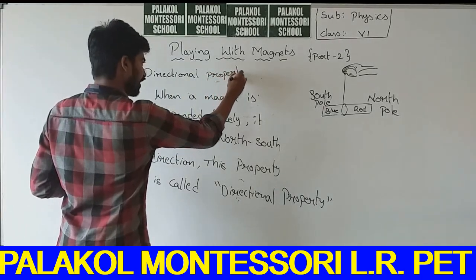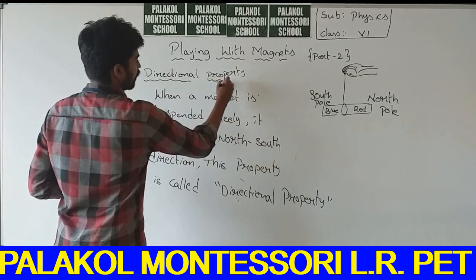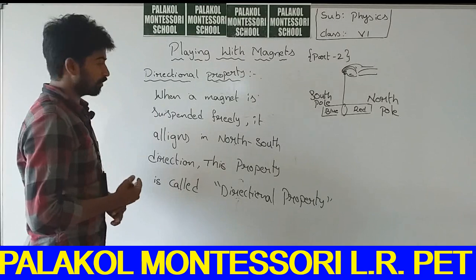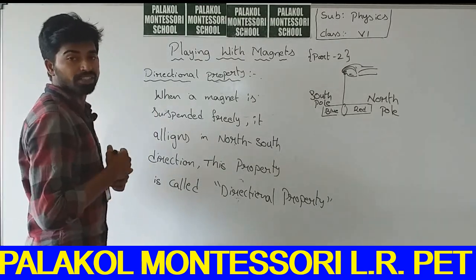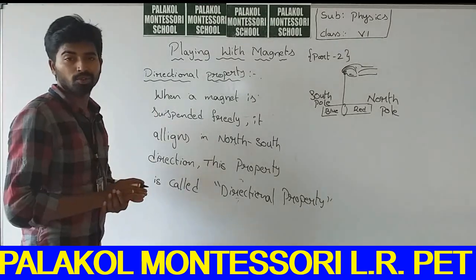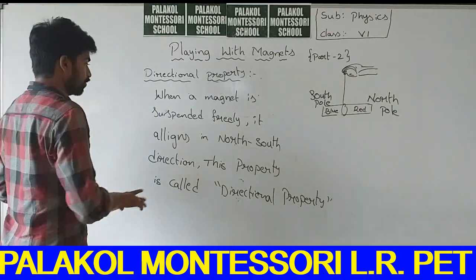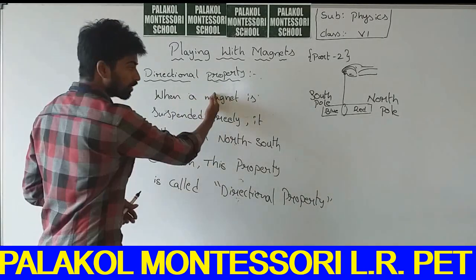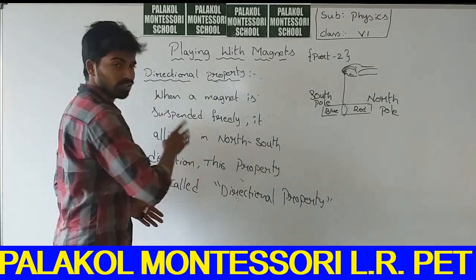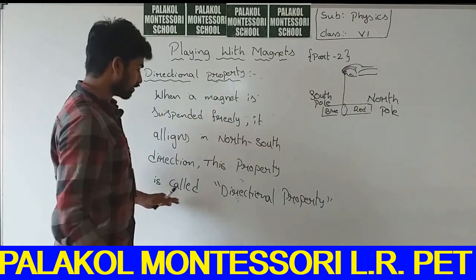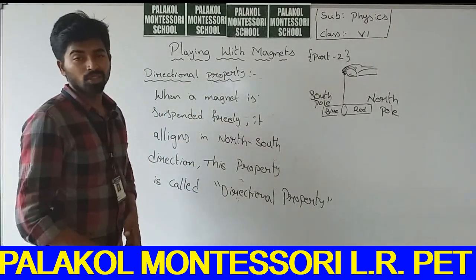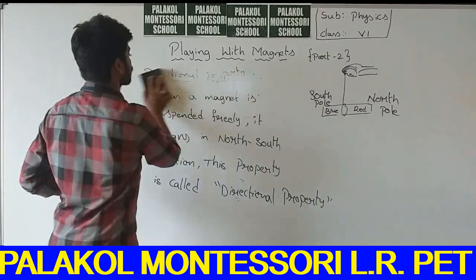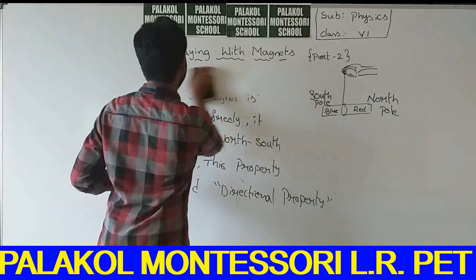So pause the video and write the definition of this directional property, so you can make the notes. Whatever I was writing on the board, just make notes in your rough notes. Okay. So what is directional property? When a magnet is suspended freely, it aligns in the north-south direction. This is north, south, east, west. That property is called the directional property. This property is used in making the magnetic compass.